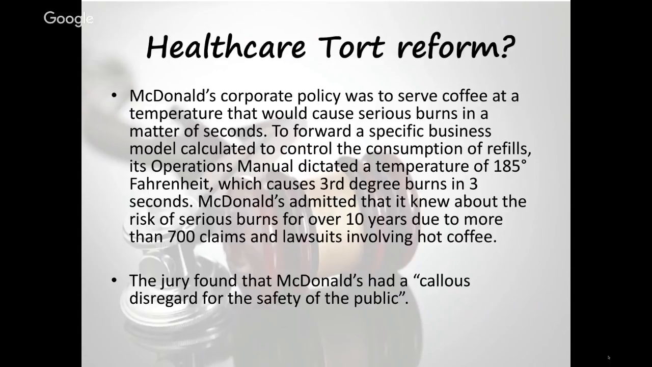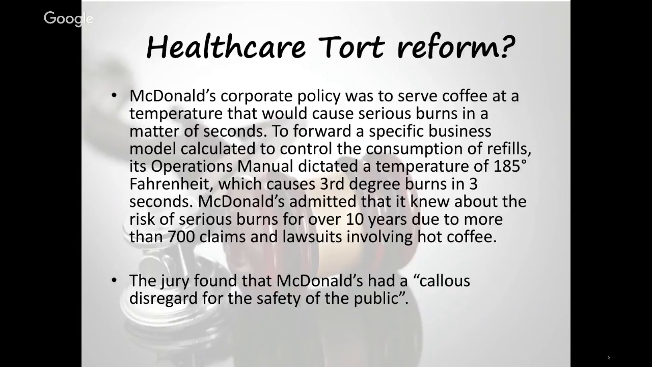McDonald's admitted that they knew about the risk of serious burns for over 10 years due to more than 700 claims and lawsuits involving hot coffee. The jury found that McDonald's had a callous disregard for the safety of the public. So McDonald's knew that the temperature was way too hot, but they made a budget decision, and that's what ultimately cost them.